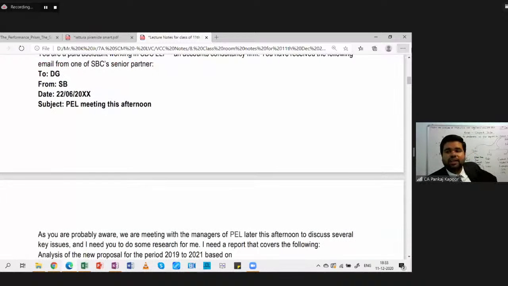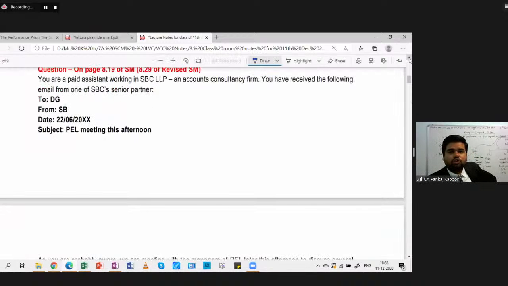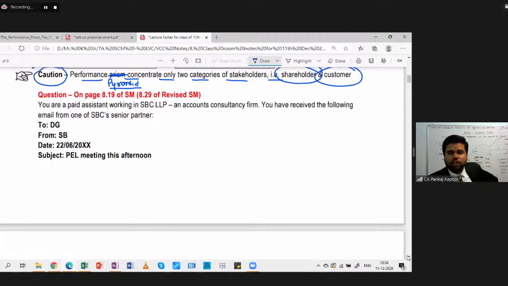Now let's read the question. This question is given in both your new study material as well as the old study material. In the old study material, this is given on page number 8.19. In the new study material, it is given on page number 8.29. So all my friends who are available with me online, please be ready with your calculator, because you need to do certain calculations for me. I need your support.